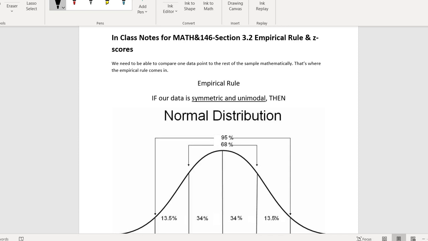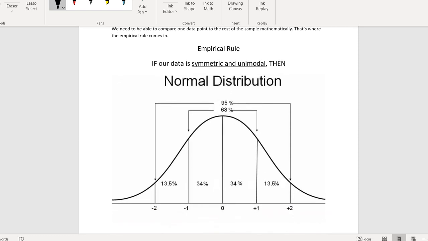So section 3.2 is going to be talking about something called the empirical rule and a z-score. What we're going to be doing in this section is using the arithmetic average, aka the mean, and the standard deviation to talk about how much of our data should fall away from the average. Before we get started, we can only use this empirical rule if our data is symmetric and unimodal, aka it has to be normal.